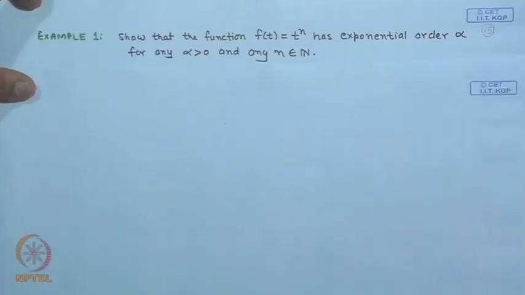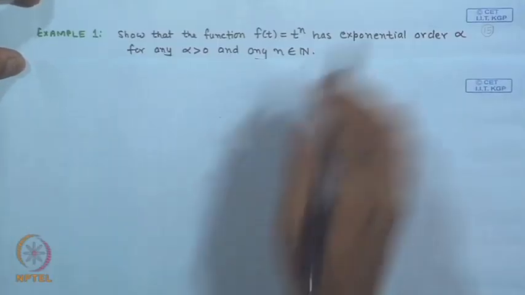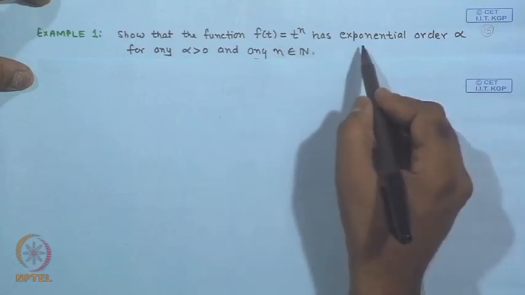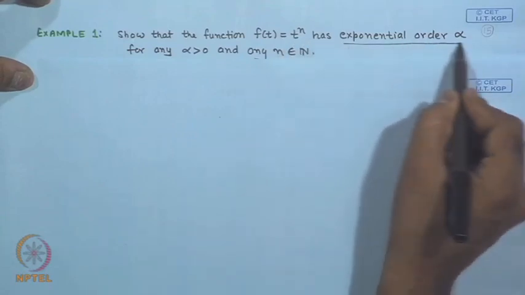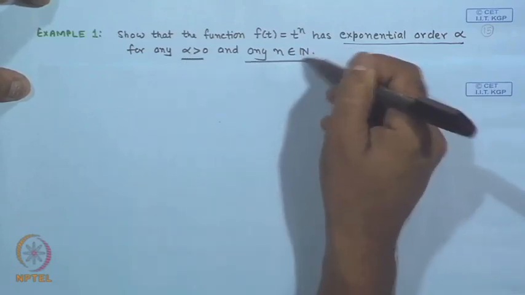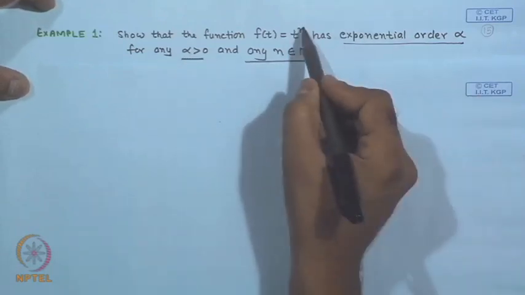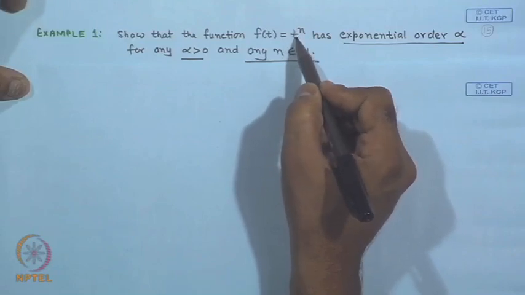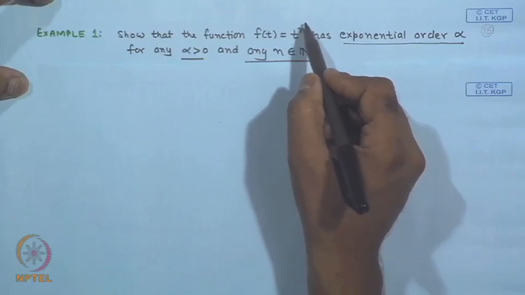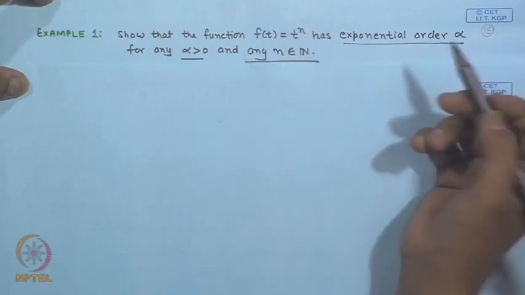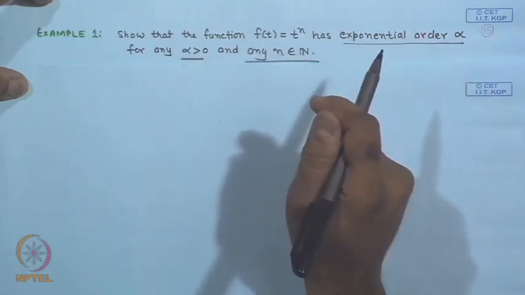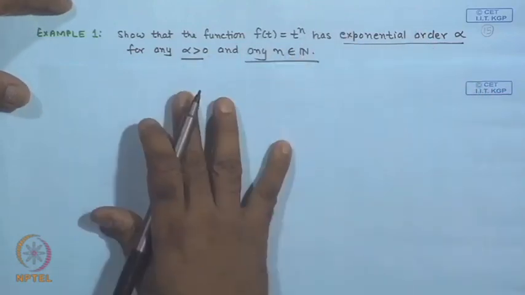The first example shows that the function f(t) = t^n has exponential order alpha for any alpha and for any n in the set of natural numbers. So, whatever n we take here, the growth of this function is always bounded by the exponential function of order alpha for any positive alpha. So, it is very interesting to see.